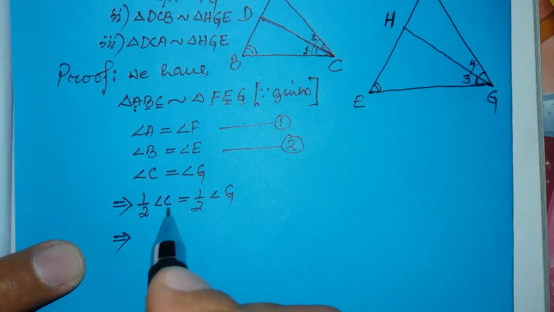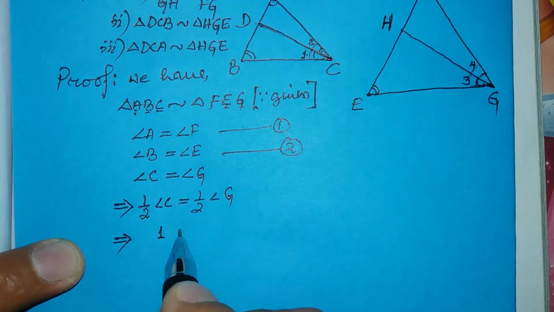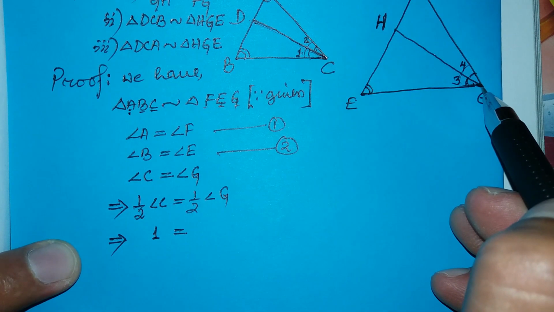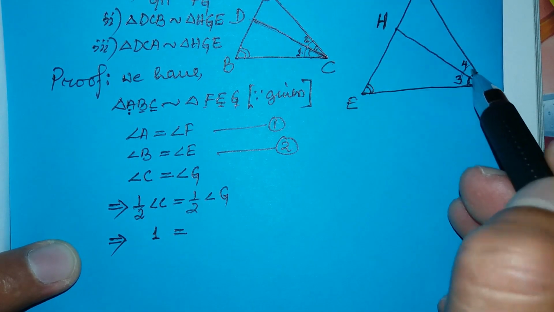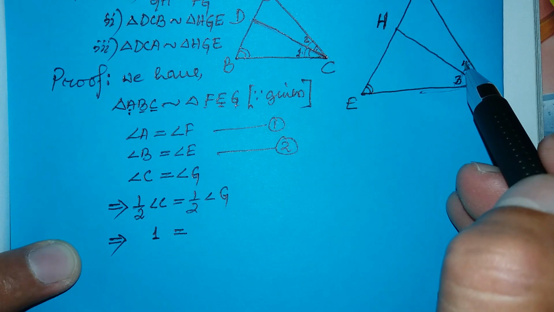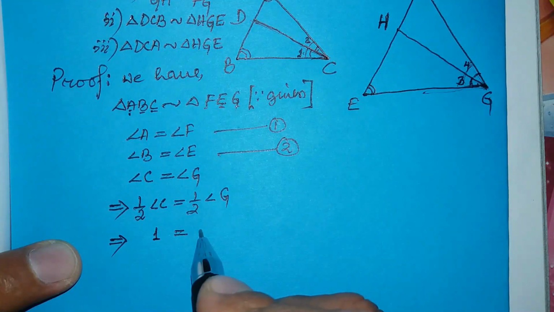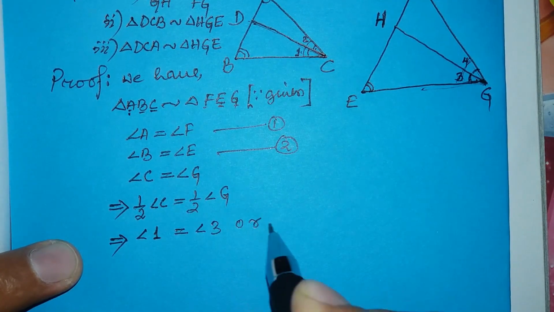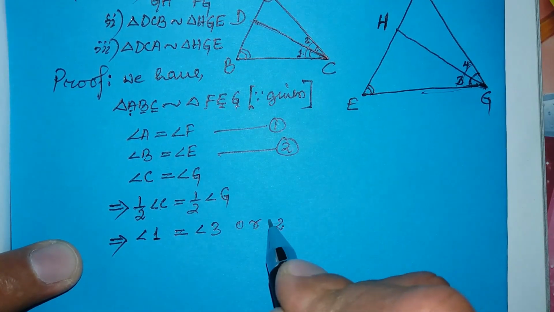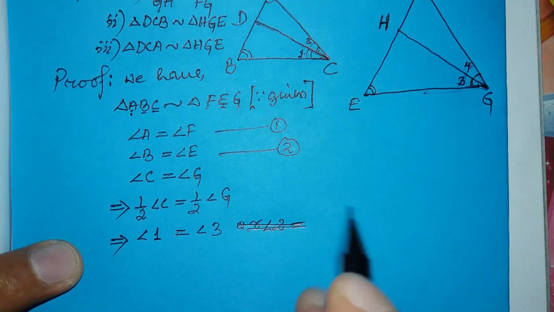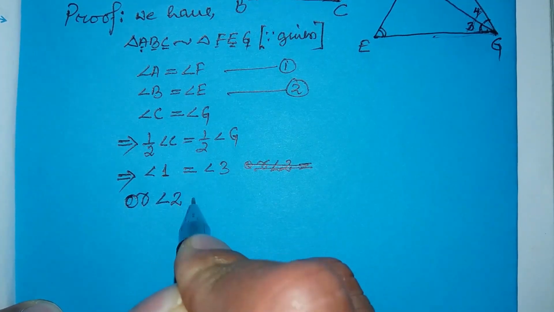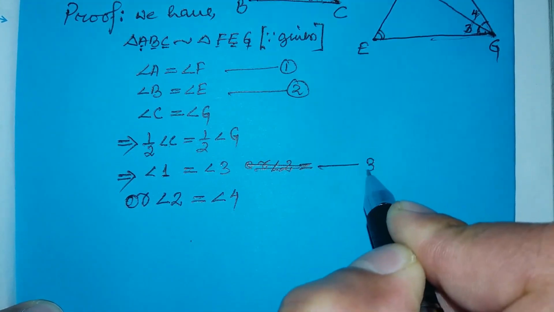So here half of angle C we can write as angle 1, and here half of angle G. Now this angle G, which is the whole angle, has been divided into two equal parts, that is 3 and 4. So 3 is also half of G, 4 is also half of G. So angle 1 is equal to angle 3, and angle 2 is equal to angle 4. Now let's call this 3 and let's call this 4.